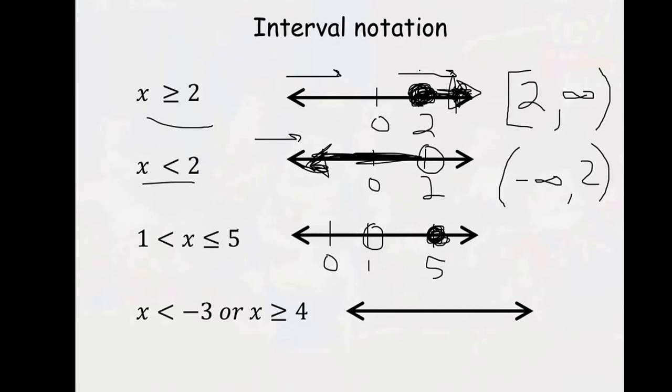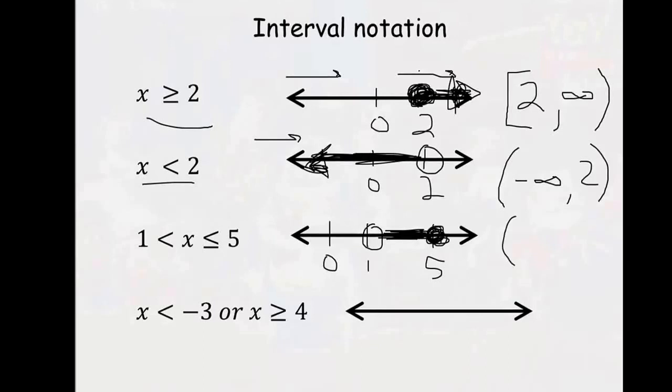X is less than or equal to 5, shading will go this way. X is greater than 1, so the shading goes this way. And again, this is one of those and problems, so we shade in between. That's what our graph would look like. So to do the interval, you start from the left, and we see that's an open circle, so we use a parentheses on 1, and we keep going until we see the next number, which is a 5, and since it's a closed circle like we did up here, we use a bracket.